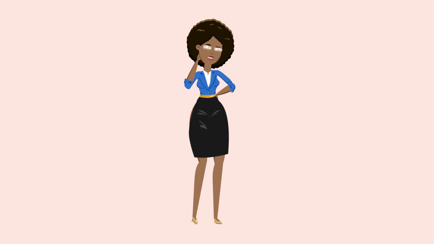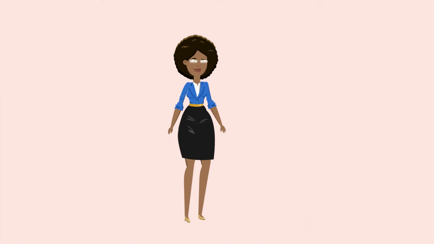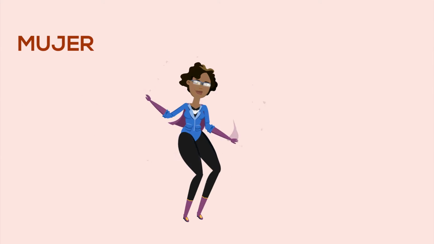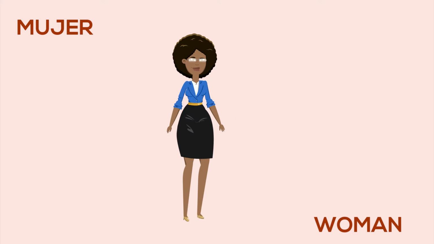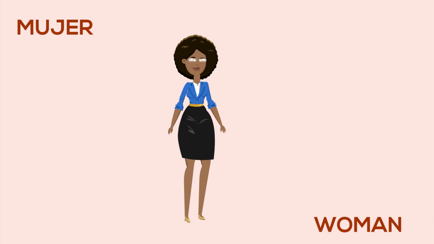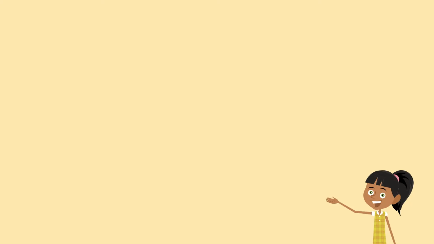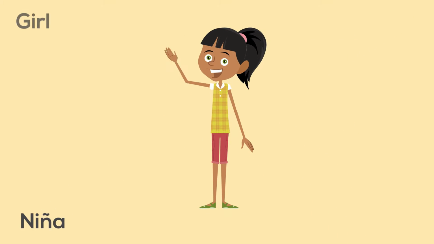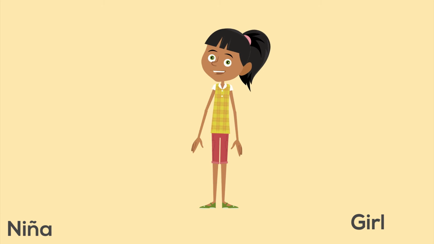The third word is mujer. Mujer means woman. So we can see a mujer who has become a superhero. Mujer. The J sounds like an H in English. What's our next word? Niña. That's correct. Niña means girl. There's the little niña waving at us.